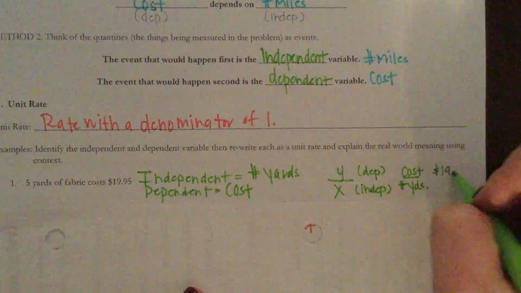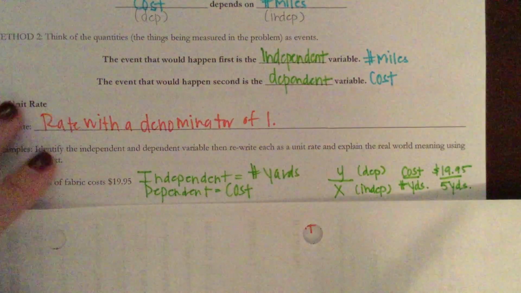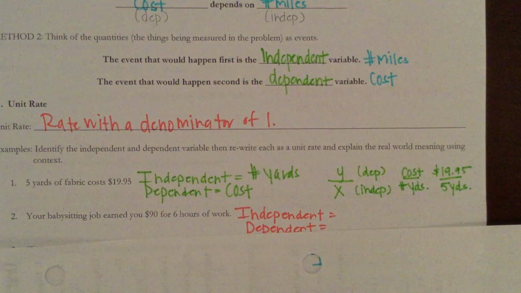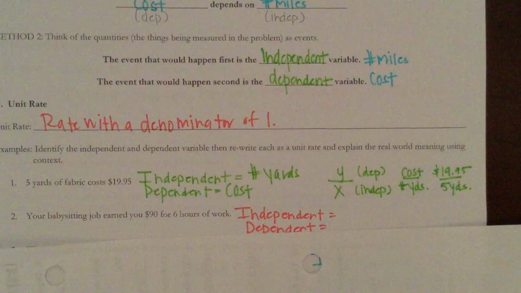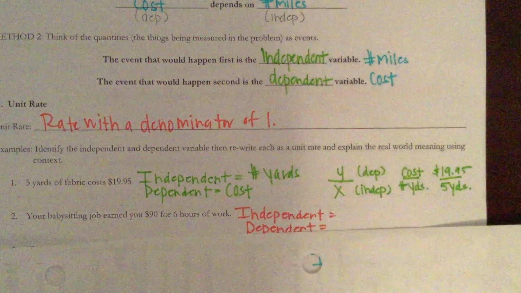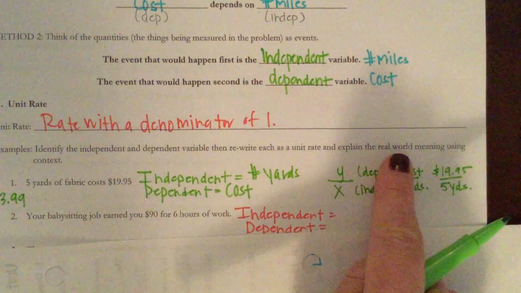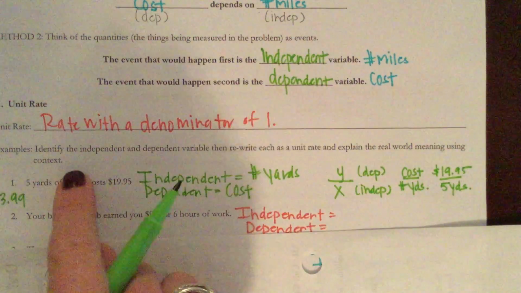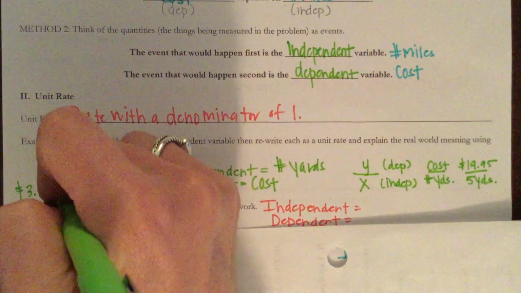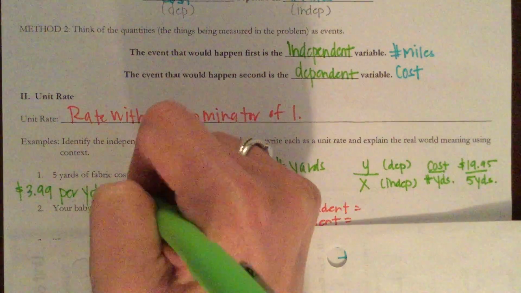Our cost was $19.95 and we bought 5 yards of fabric. When I divide $19.95 by 5 to get the unit rate, remember unit rate meant the denominator was going to be 1, so I'm going to divide by 5, and I end up with $3.99. The last step asked me to interpret or explain the real-world meaning using context. That means that it is going to cost me $3.99 per, or for each, yard of fabric.